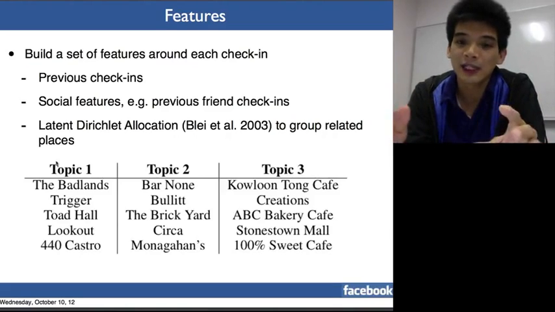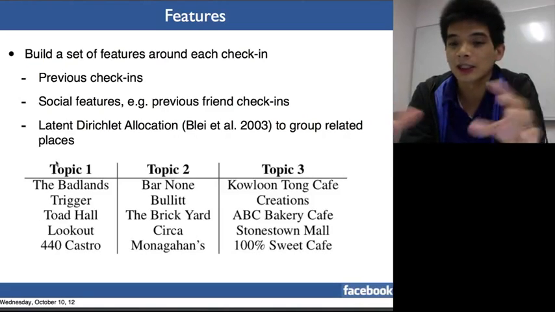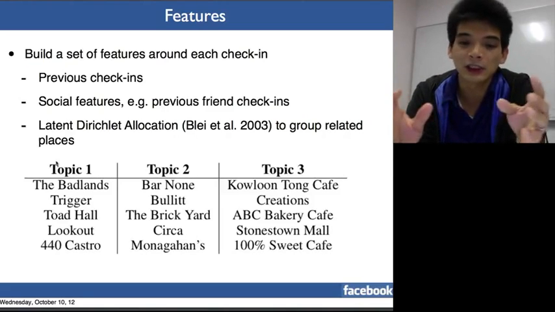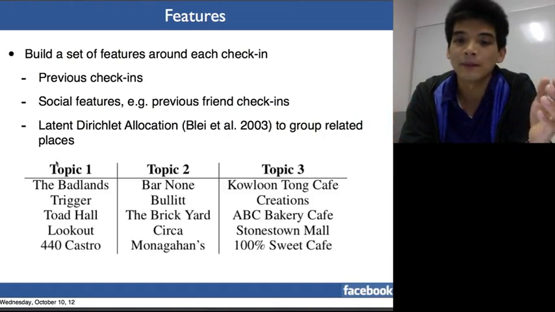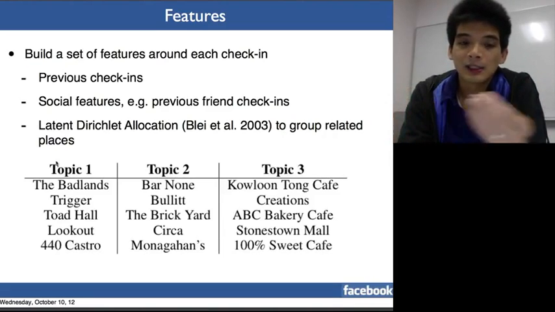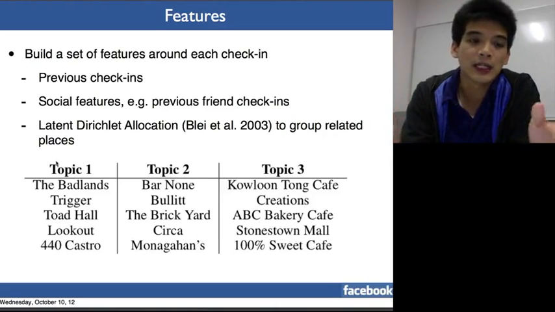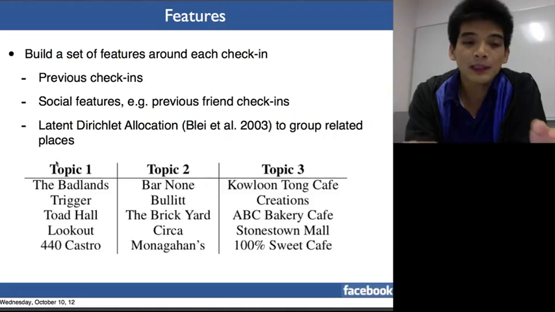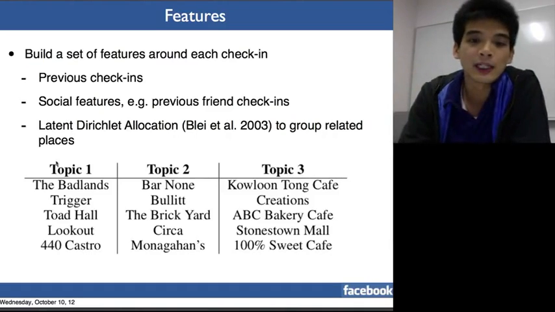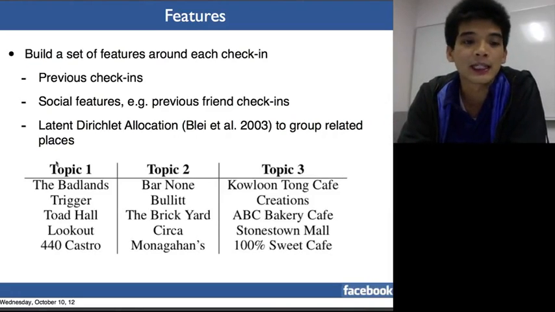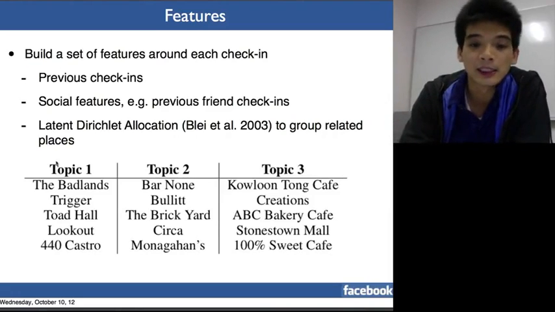And topic 3 are places that are not really in any specific geographical area, but rather these are all Asian themed places within San Francisco. So people who check into any of these places are highly likely to check into other places in this group. It is pretty interesting to see what kind of data pops up just from using a little bit of social network analysis and some unsupervised learning.